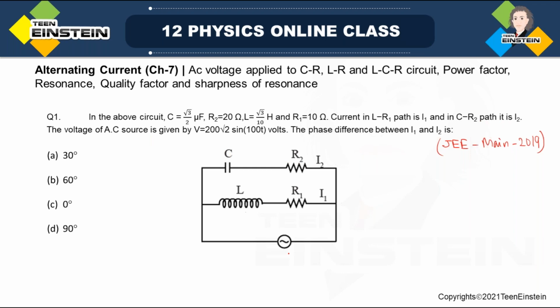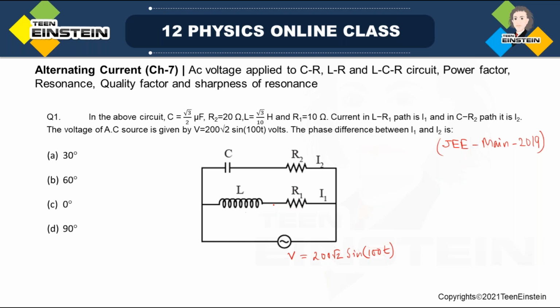The AC voltage source varies as 200 square root of 2 sine 100t volts. So this is the variation of the voltage. Now the question is the phase difference between the two currents I1 and I2. You have to solve this problem. So how to find the phase difference? The RC circuit and the LR circuit have different phases. They are not in the same phase, so you have to find the phase difference.